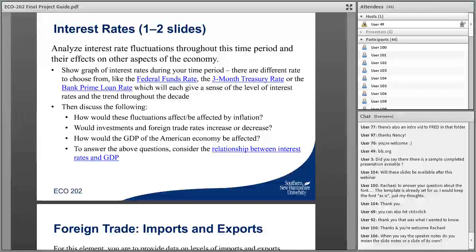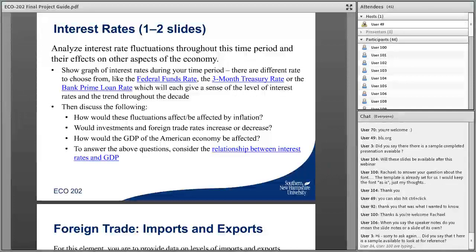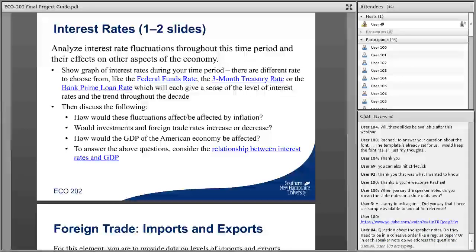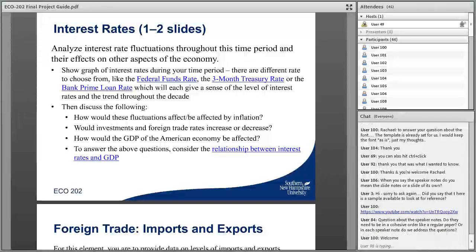Chris, when I say speaker notes, I'm literally talking of the notes that appear under the slide. So this is the main slide that you see where it says interest rates 1 or 2 slides. On the slide, you will put just relevant content, basically, just like bullet points and main concepts. And then in the speaker notes, which is a box that appears below the slide, you will be able to develop your content in the form of sentences and paragraphs.